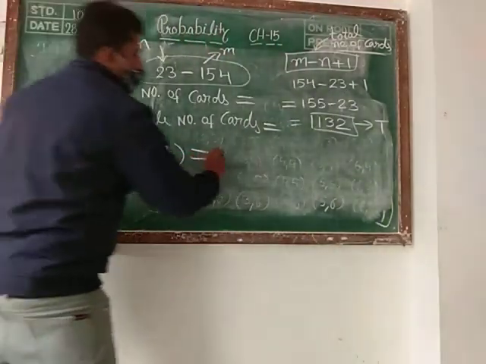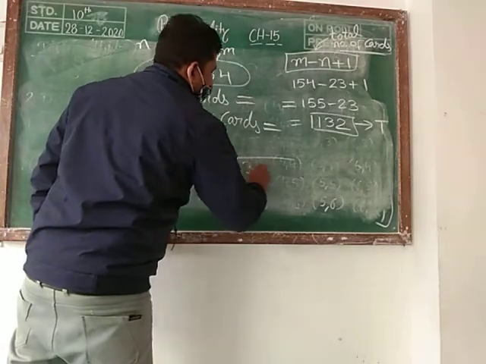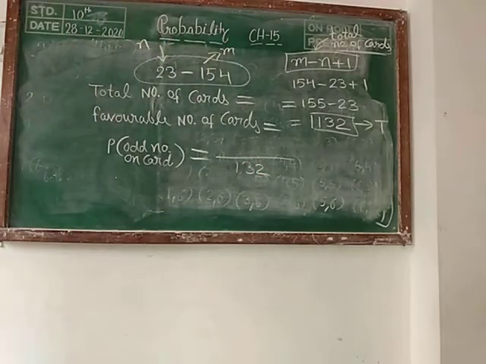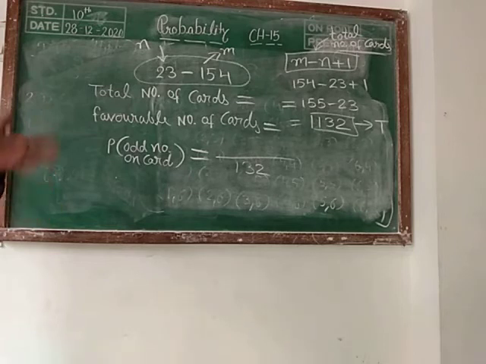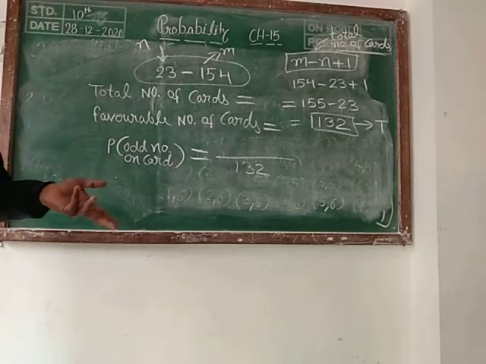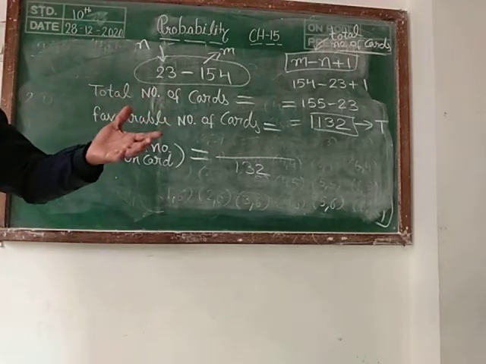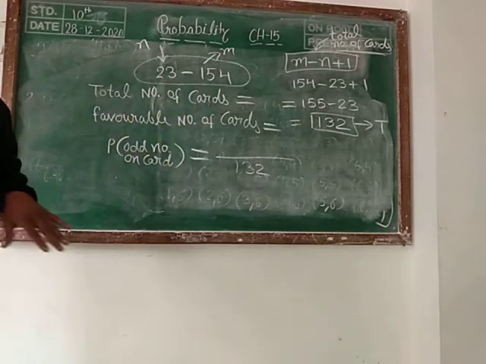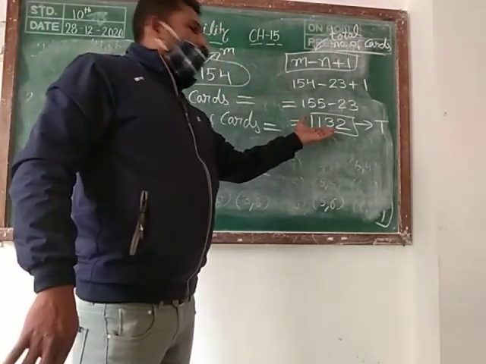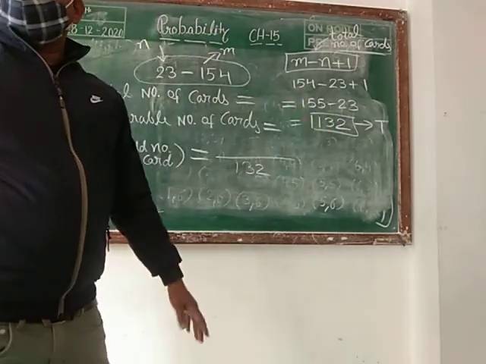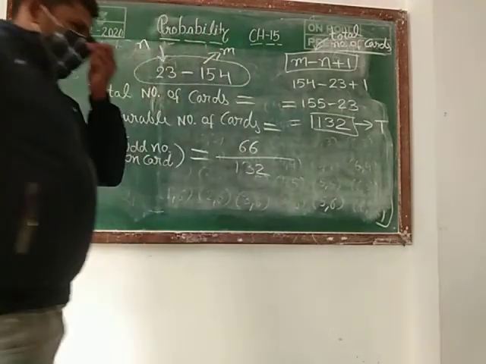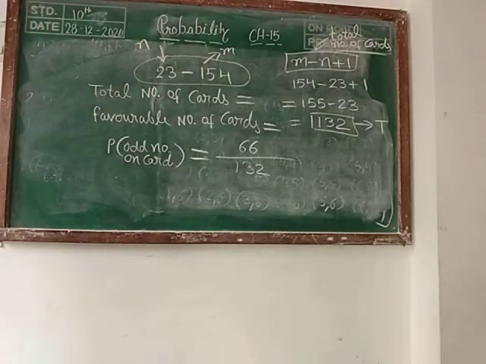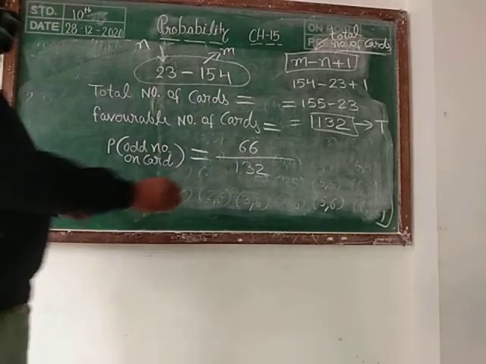So for finding this, we are getting 132. And if the total number of cards is 132, then out of these, how many are even and how many are odd? This we also know: if we have 100 numbers, then 50 are odd and 50 are even. So out of these 132 cards, half of them are odd, and on solving this, we get the probability.